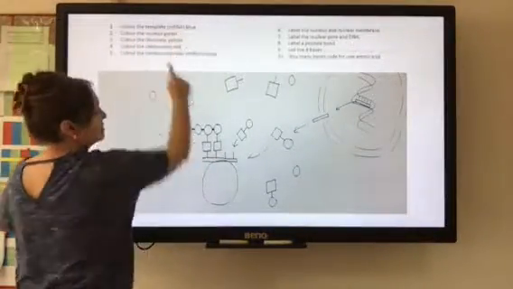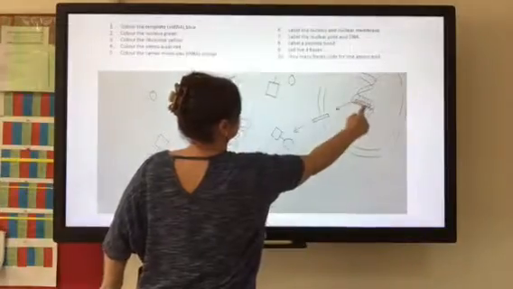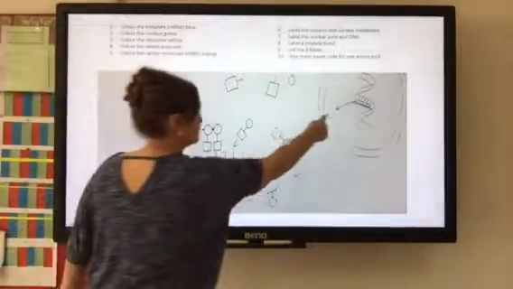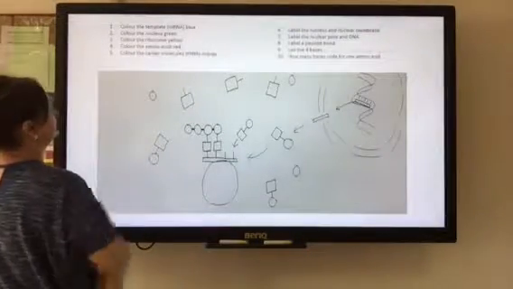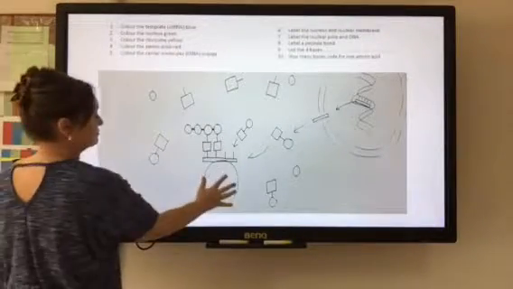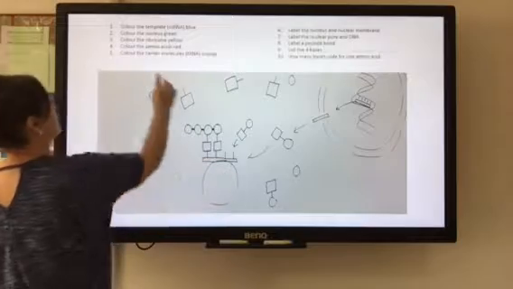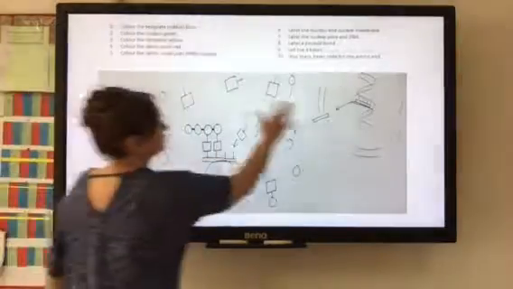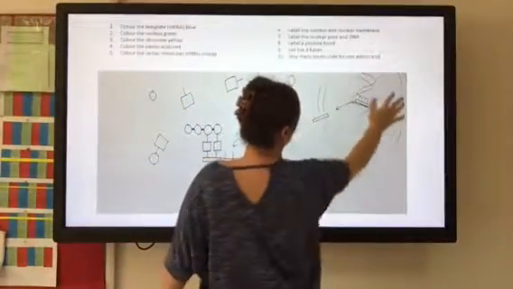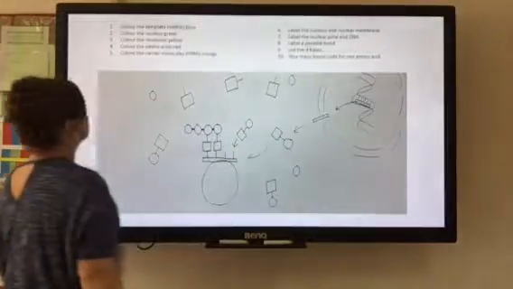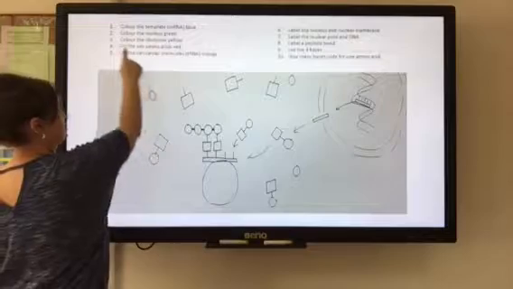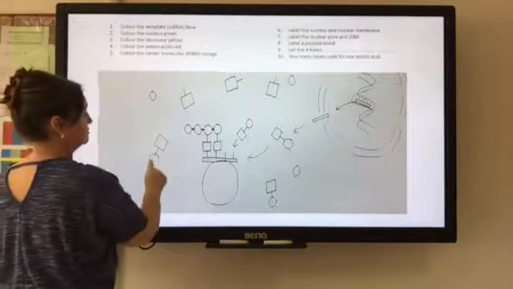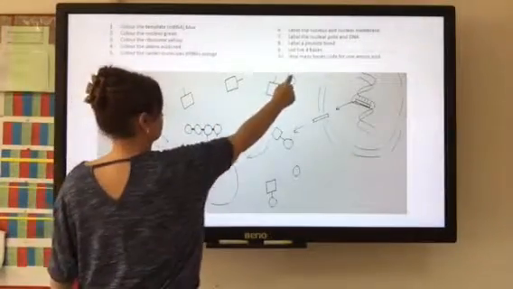So the first thing to do on the worksheet is to colour in the template blue. The template is shown in 3 places here: in the nucleus, passing out through a nuclear pore, and sitting on the ribosome. We are asked to colour the nucleus green, that's the nucleus there, and we're asked to colour the ribosome yellow. We're asked to colour the amino acids.